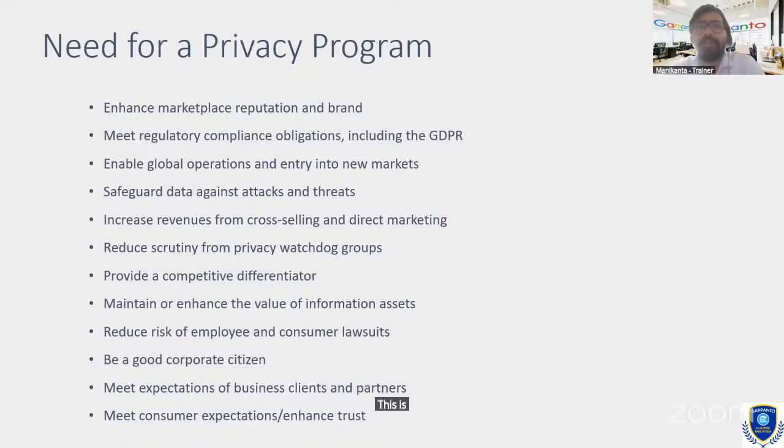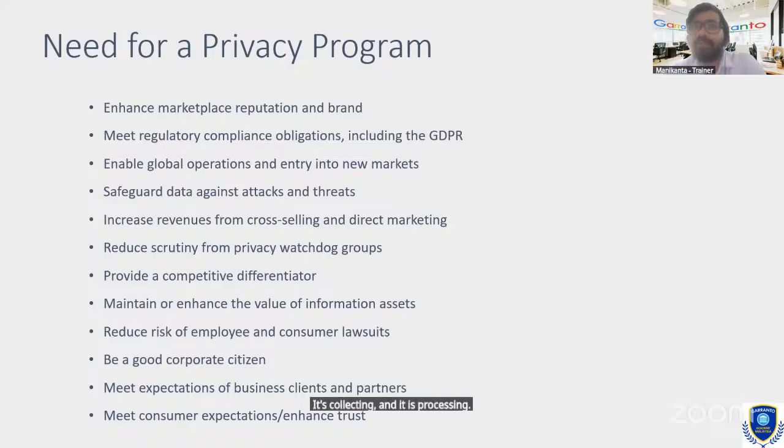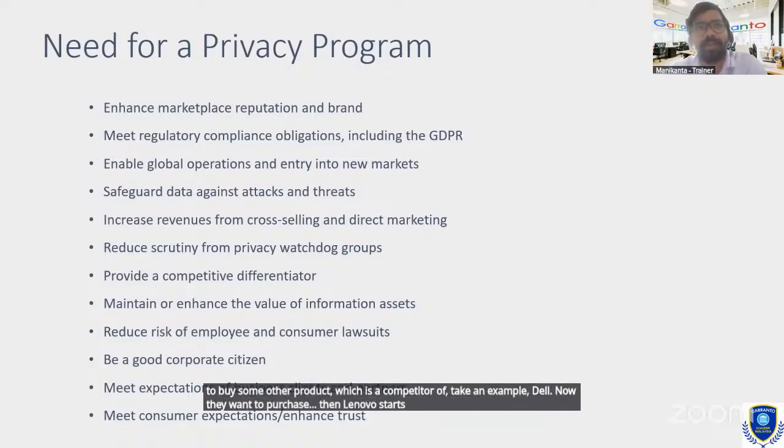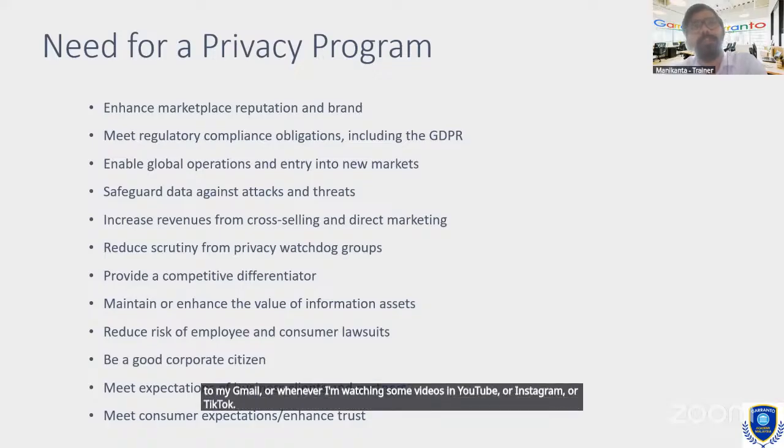This is called privacy, like someone is recording from this mic and someone is processing it. It's not a human who's doing it, it's an algorithm that is doing it in the backend. It's collecting and it is processing. When I browse something on the internet, they start sending the ads to me. So this is the intrusion of privacy, or they are changing my opinion to buy some other product, which is a competitor of, take an example, Dell. Now when I want to purchase, then Lenovo starts sending me a lot of ads to my Gmail, or whenever I'm watching some videos in YouTube or Instagram or TikTok, they start sending me videos related to that.